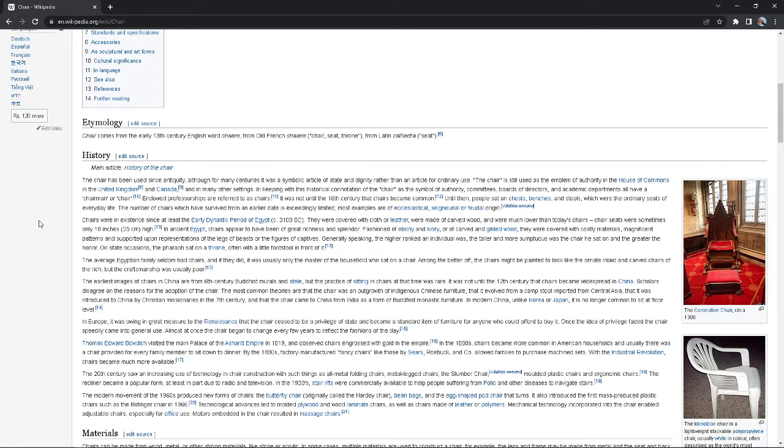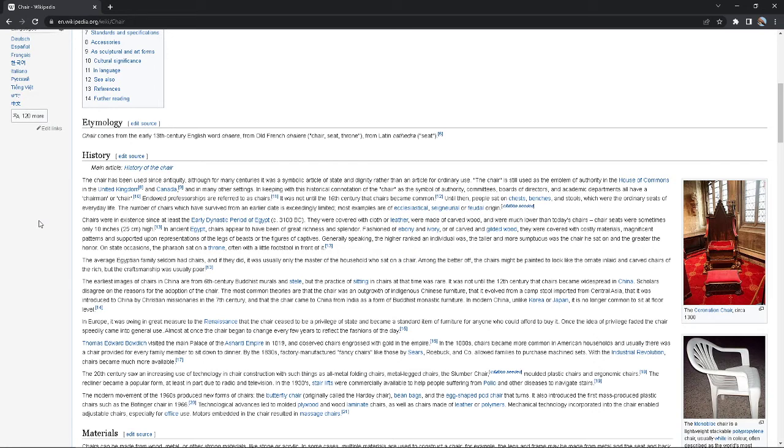The earliest images of chairs in China are from 6th century Buddhist murals, but the practice of sitting on chairs at the time was rare. It was not until the 12th century that chairs became widespread in China. Scholars disagree on the reasons for the adoption of the chair.